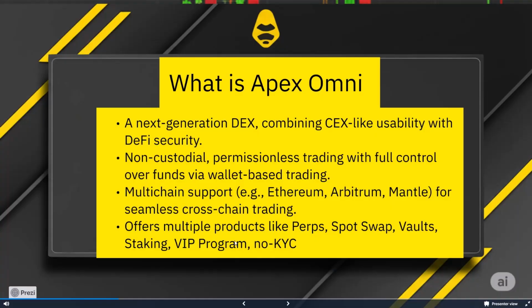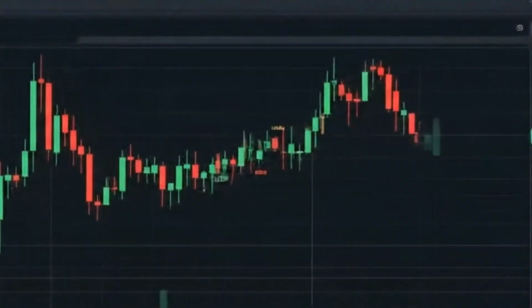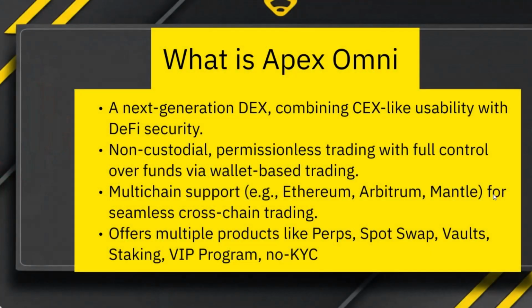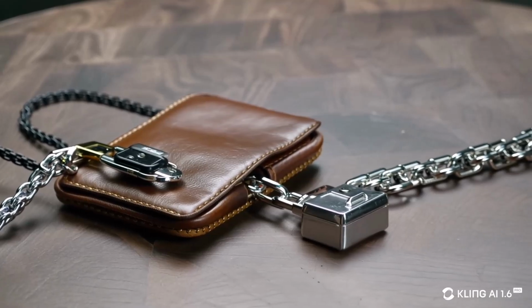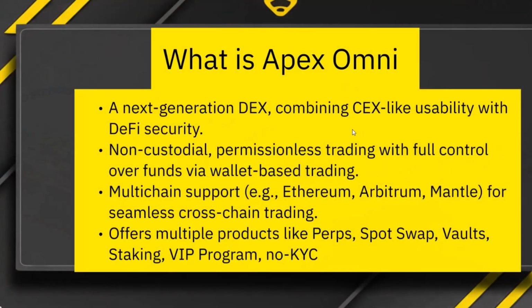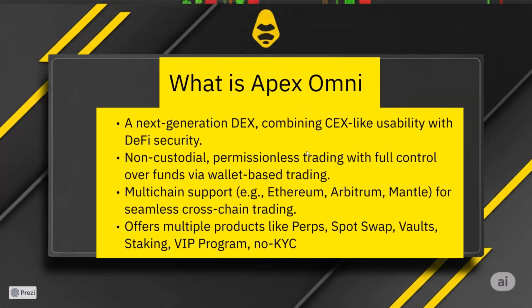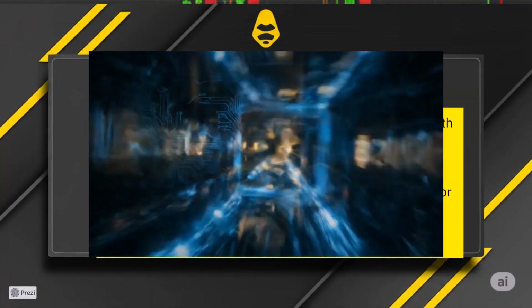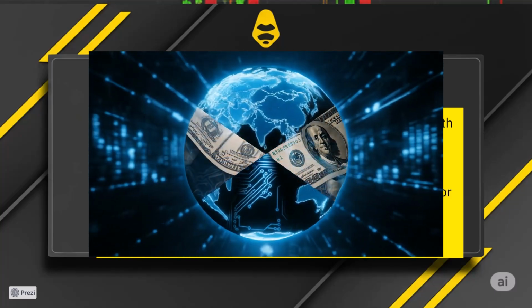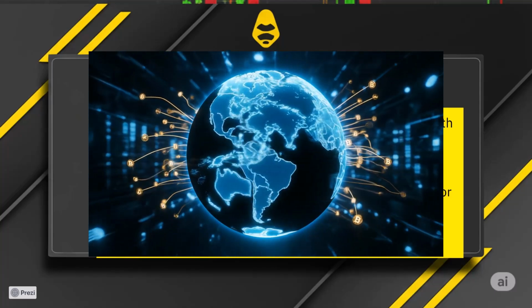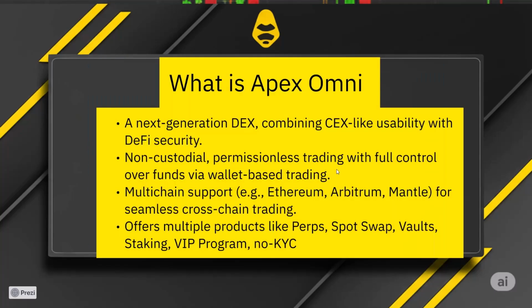So what is Apex Omni? Apex is a next generation decentralized exchange that combines centralized exchange-like usability with DeFi security. So it's non-custodial, it's permissionless, and you have full control over your wallet. If you want to do a withdrawal or whatnot, it's all done on the blockchain for Ethereum, with smart contracts, and there isn't anyone in the background saying, "Oh, let me approve this for you." So you won't have funds withheld like on a centralized exchange. If you approve it, the code will approve it. There's no one there to block it or anything like that.